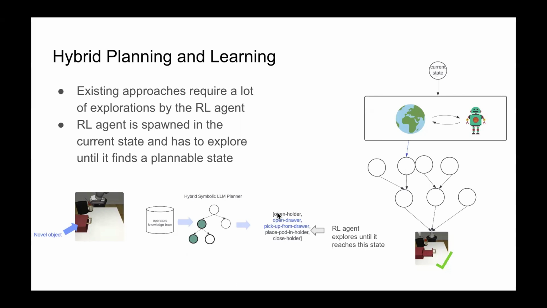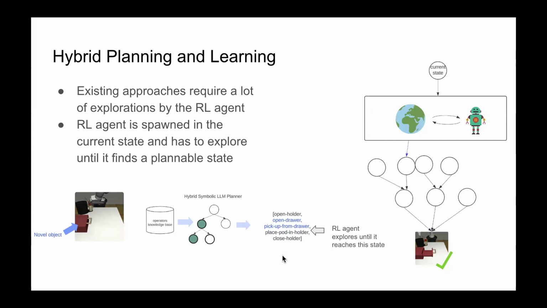So in this case, for example, the RL agent has to explore until it reaches this state, which is basically after it's opened the holder, opened the drawer, picked up the pod from the drawer, and it's right now holding the pod in its gripper. That is a plannable state from where it can then plan to get to the goal state. Because from that state, it can then place the pod in the holder and close the holder.